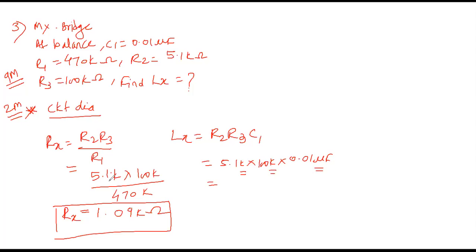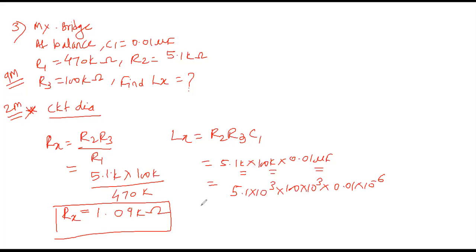In Rx, every parameter is in kilo, so we have not converted it. But here you are required to convert it. So 5.1 into 10 raised to 3 into 100 into 10 raised to 3 into 0.01 into 10 raised to minus 6.